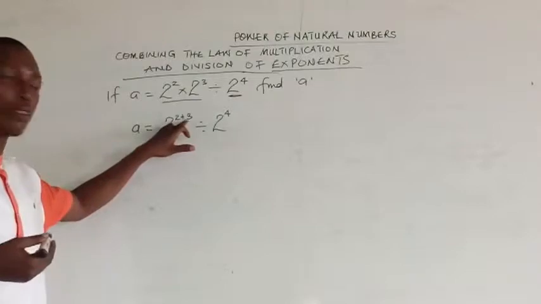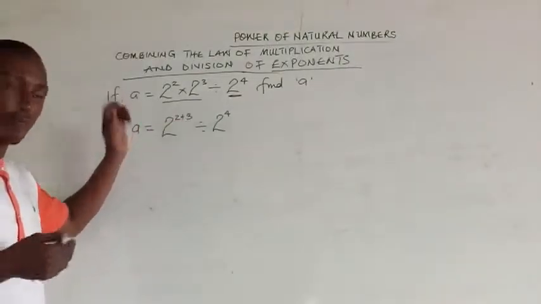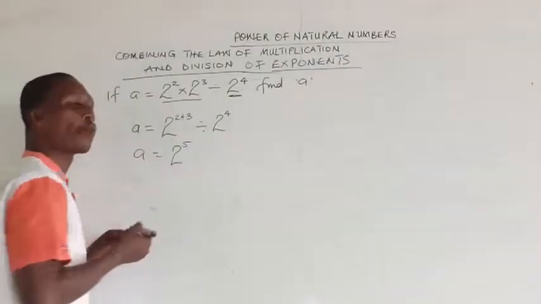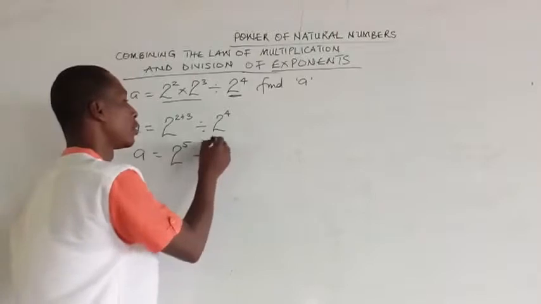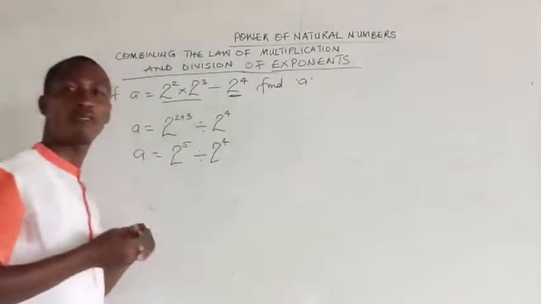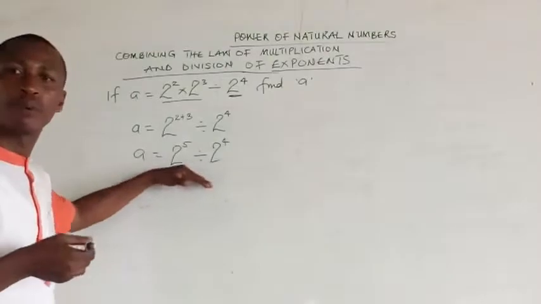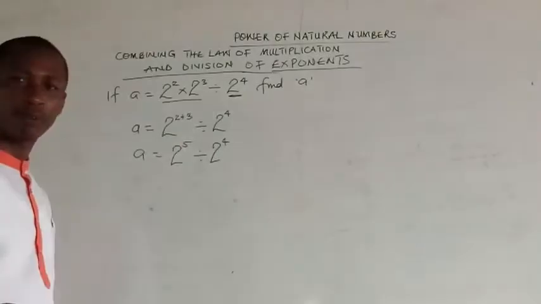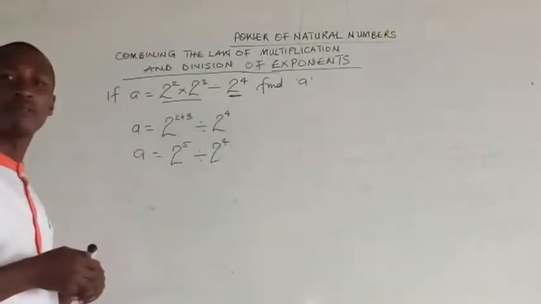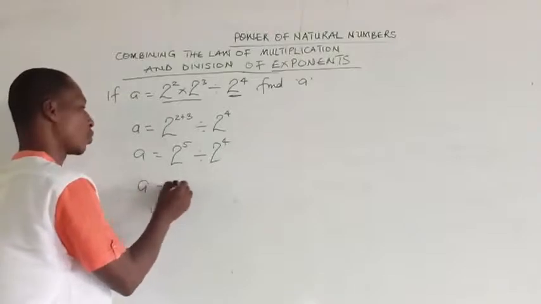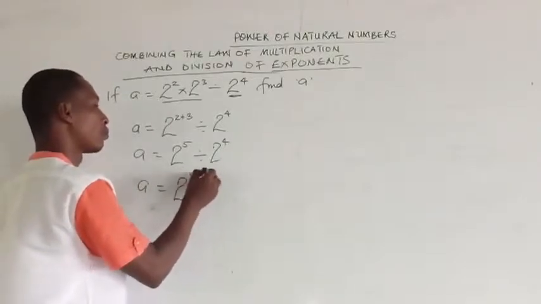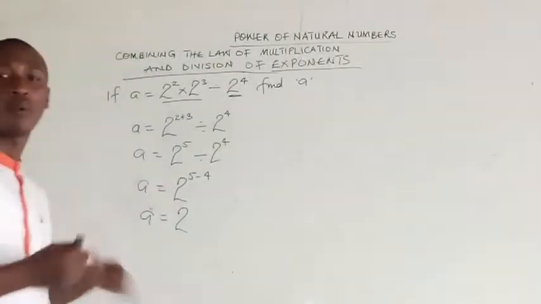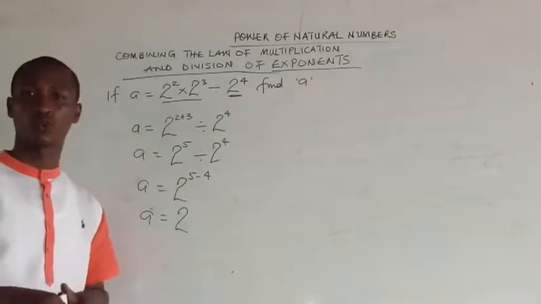Now 2 to the power 2 plus 3 will give me what? 5. So I have 2 to the power 5 divided by 2 to the power 4. And now you see it has become very simple. If the bases are the same and we are dividing, we subtract from the exponent. So I'll subtract the 4 from the 5. So a equals, we don't say 2 to the power 1, it's 2. So the value becomes 2 in this instance.